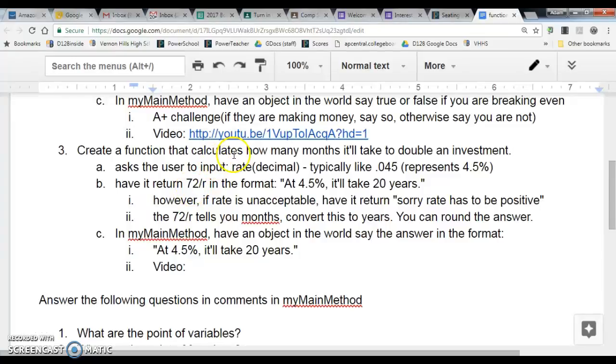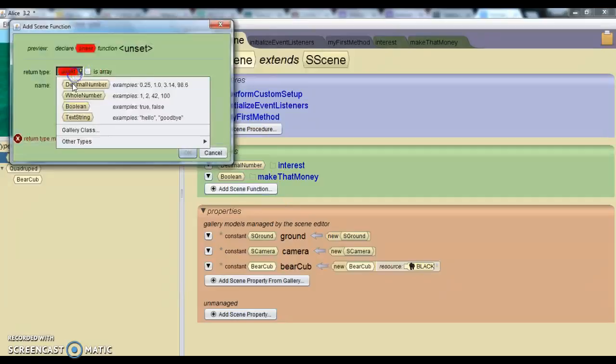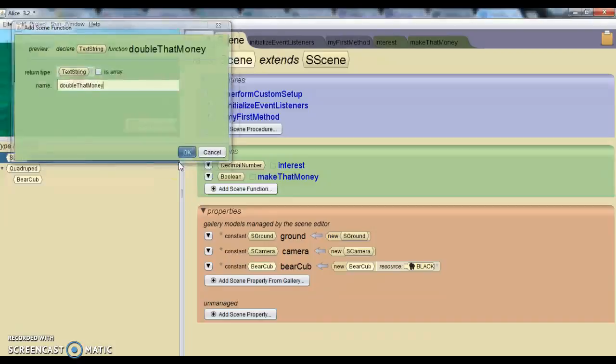Okay, our final function calculates how many months it takes to double it. So if you look at how it's returning something, that is a string. Okay? So the most important thing is if you mess up, if you say decimal number right now and you code everything, it won't let you return a string. So we'll call that double that money.